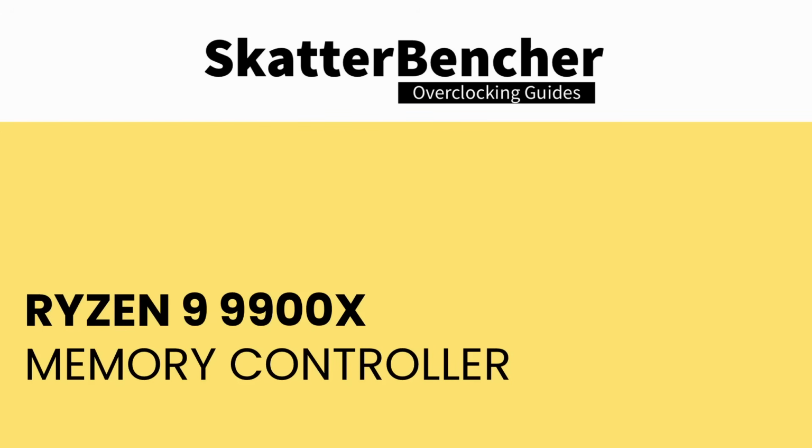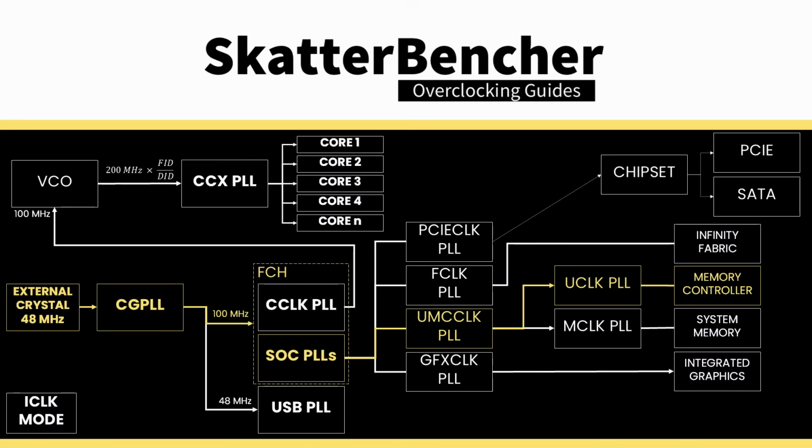AMD Granite Ridge processors have 2 memory controllers, each providing 2 32-bit memory channels. The memory controllers are located on the I/O die. The Unified Memory Controller Frequency, or UClock, is derived from the UMC clock, one of the SoC PLLs. The UMC clock is driven by a 100 MHz reference clock derived from either an internal or external clock generator.